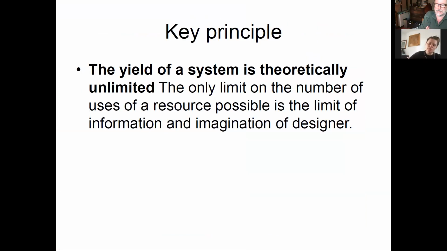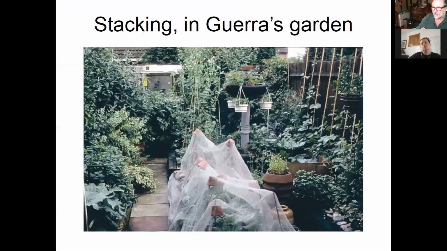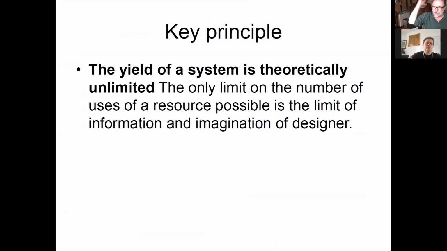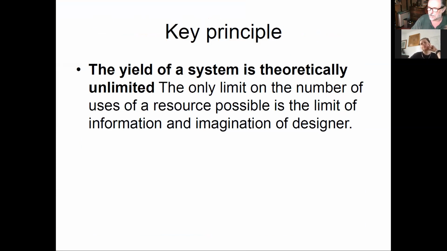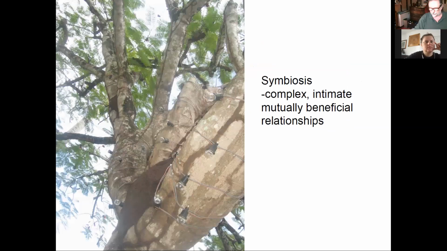So there's a principle here, and this is a Bill Mollison principle, but the yield of a system is theoretically unlimited. How many more elements could we stack into that to add another layer of productivity? So the only limit of the number of uses of a resource possible is the limit of information and imagination of the designer. So if you're building this garden and you have a deficit of information, you might reach your limit, or you might run out of imagination. If you can keep thinking and keep designing, maybe you can always add another element, just maybe. It's a thought. Okay, so we've touched on symbiosis.